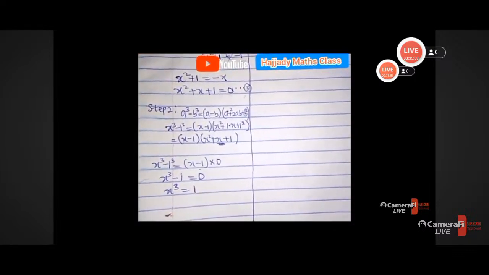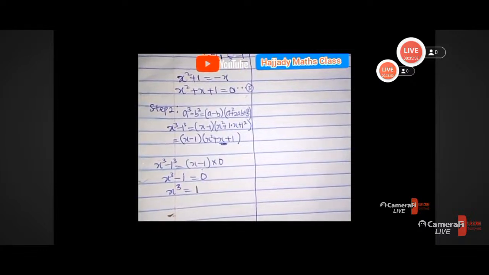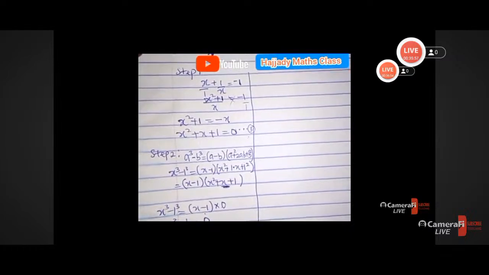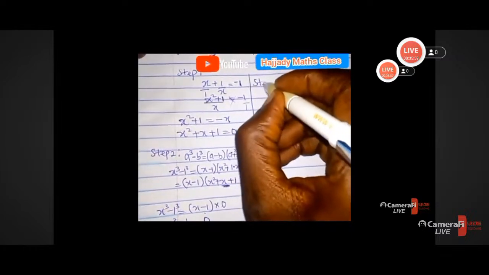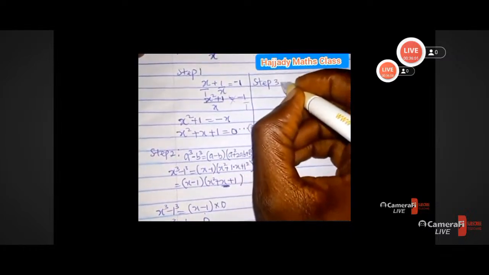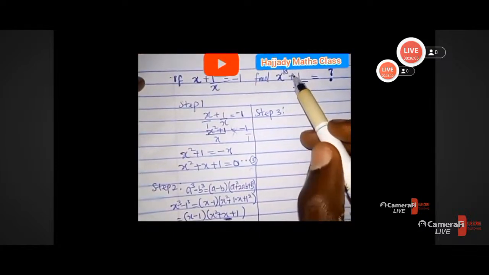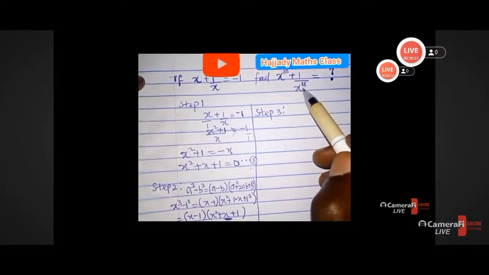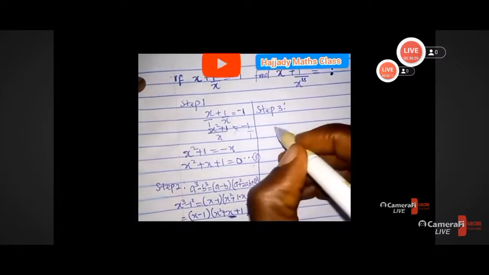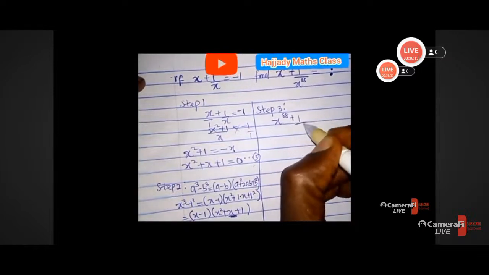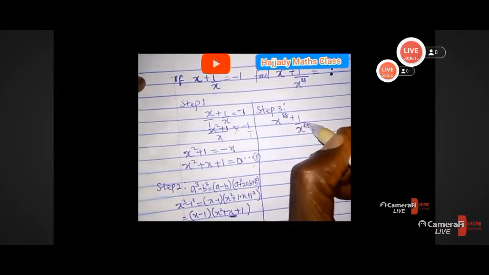Okay, now we've known this. Now let's go straight to step 3. We are going straight to step 3. Now in our step 3, don't forget that we have s raised to power 88 plus 1 over s raised to power 88. Okay, so now let's rewrite this. We have s raised to power 88 plus 1 over s raised to power 88.